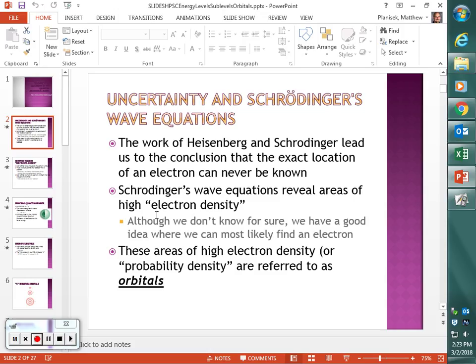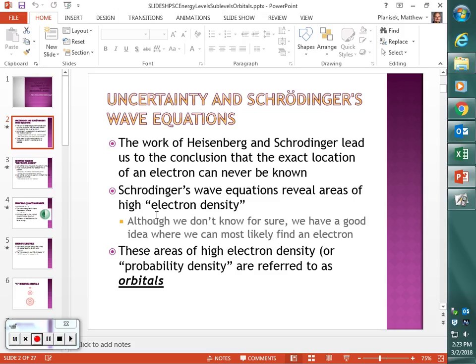Do you remember the Usain Bolt? The uncertainty principle, right? That we can't know the speed and location of electrons. We can know one, but not the other. We can't know both, okay? So based on the work of Heisenberg and Schrodinger, we get to the conclusion that we will never know the exact locations of electrons around the nucleus.